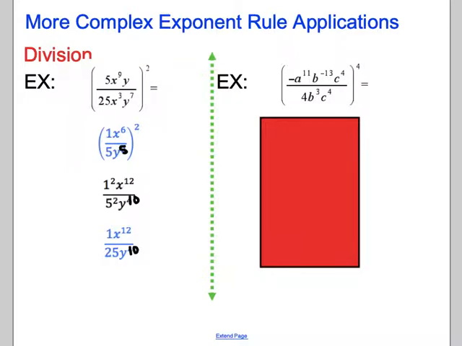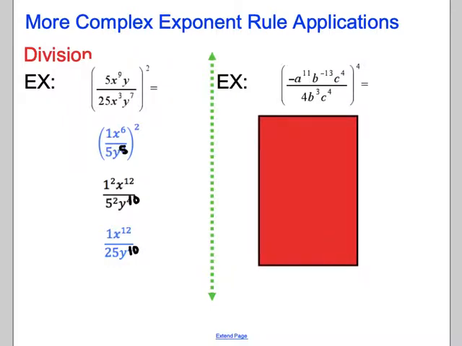Let's take a look at another one. So I'm going to do the same process. I'm going to start by simplifying. Now, notice the only number in there is a 4, so I can't really do anything with that. My a's are in the top, so we're good.